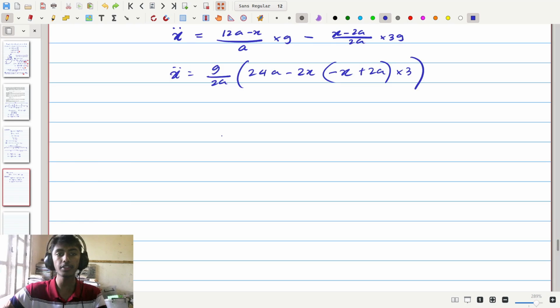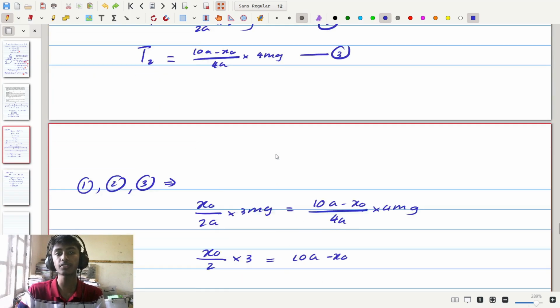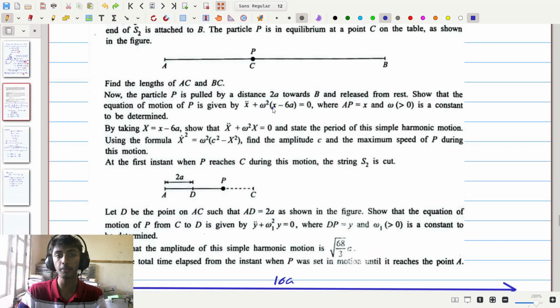So now if we simplify this down, we're going to get x double dot equal to g over 2a multiplied by 24a, and this 2a times 3 is going to give us plus 6a, minus 2x minus 3x, which is going to become x double dot equal to g over 2a times 30a minus 5x. And we can see if we factor out a 5 here, we're going to get 6a minus x, and in the question we had x minus 6a, so that's probably what we want to do.